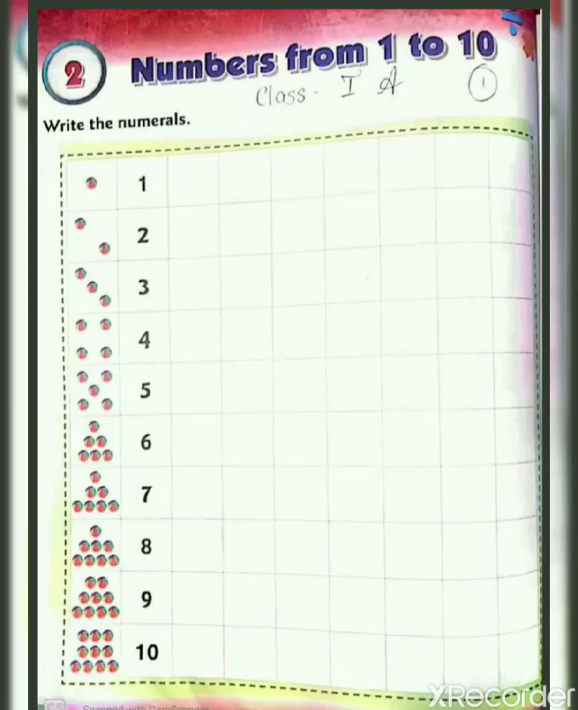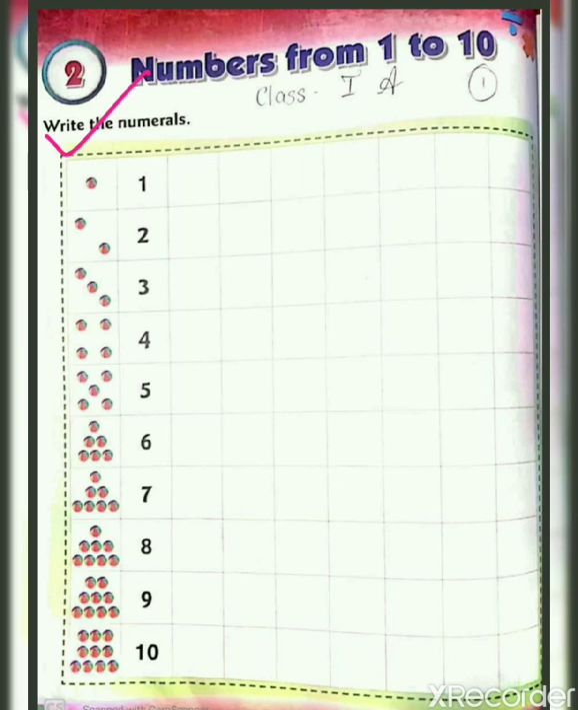Now children, come to page number 22, chapter 2, numbers from 1 to 10. First question, write the numerals. Children, in your previous class, I have explained to you how to write numbers from 1 to 10 and right now also I have shown you the numbers. Same thing you have to do in this page.